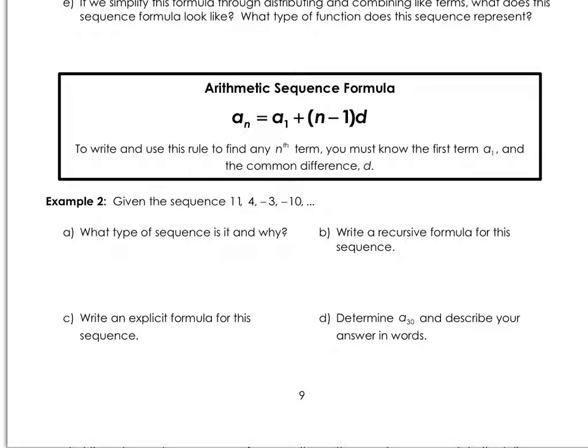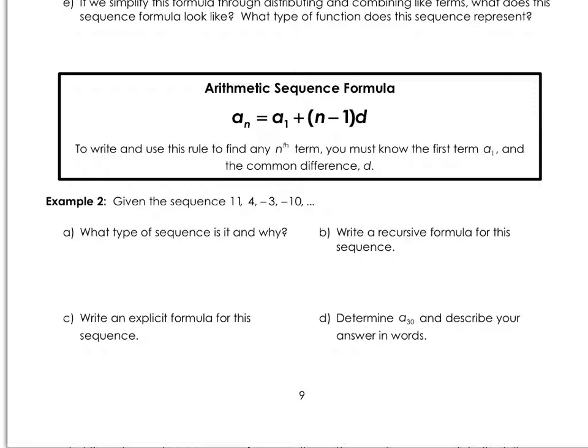So we have the arithmetic sequence formula, a sub n equals a sub 1 plus n minus 1 d. To write and use this rule to find any nth term, you must know the first term, a sub 1, and the common difference, d. And this formula is something that you are given on the exam. It's on your formula reference sheet, so you'll also have it for any tests or quizzes in class.